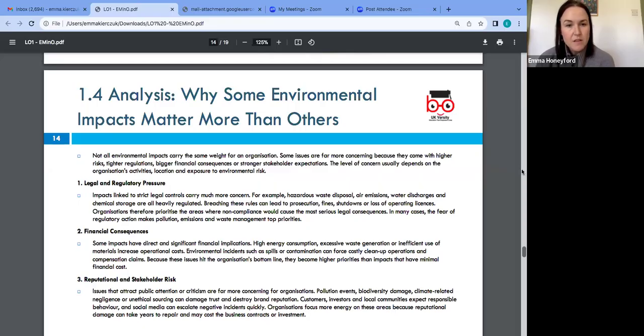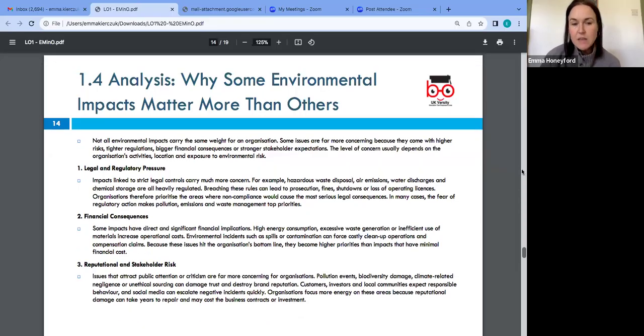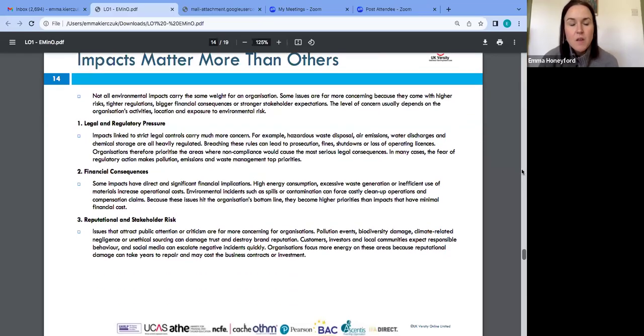The next key area to remember is reputational and stakeholder risk. Issues that attract public attention or criticism are far more concerning for organisations. Any kind of pollution event or biodiversity damage does not look good for the local community, so a lot of organisations will try to mitigate that to limit reputational damage.